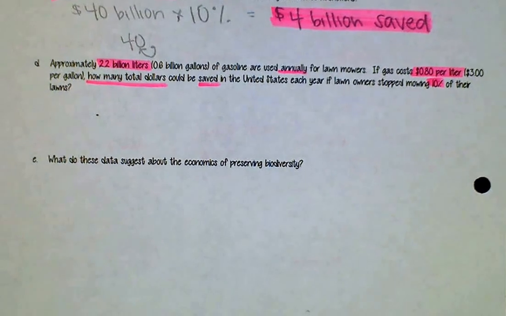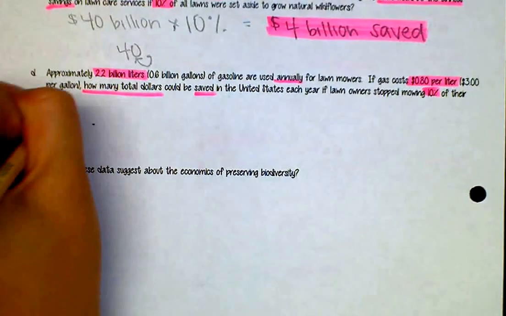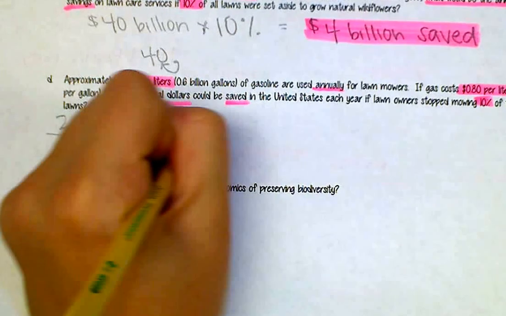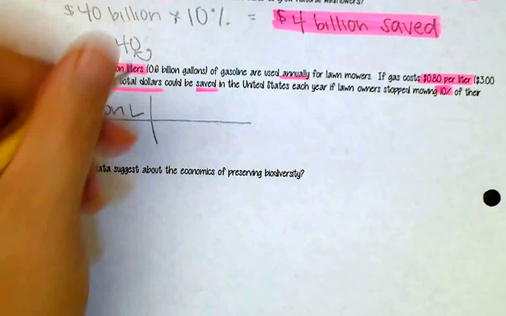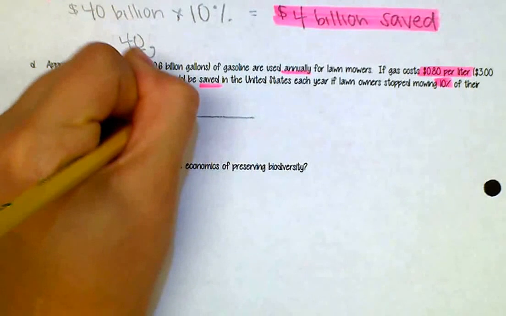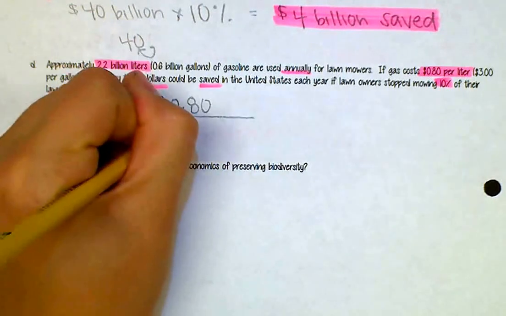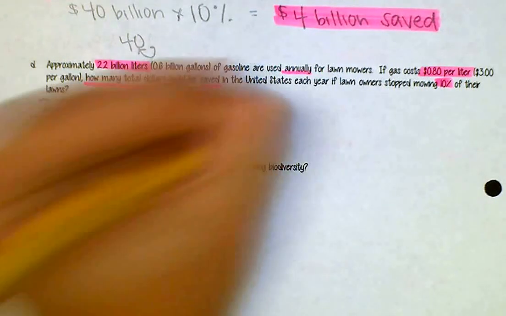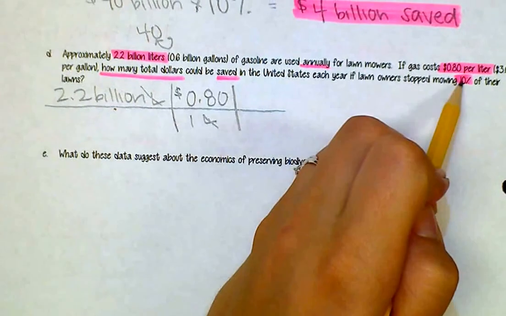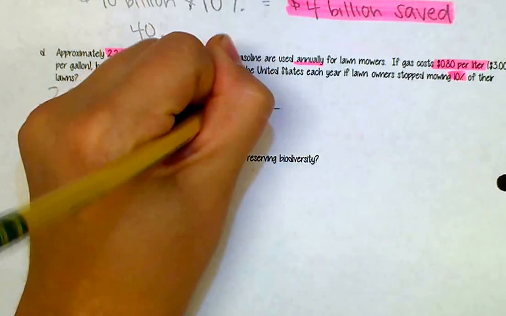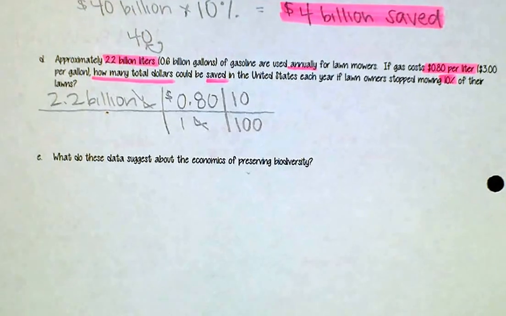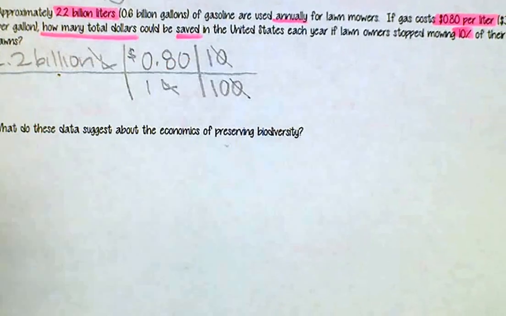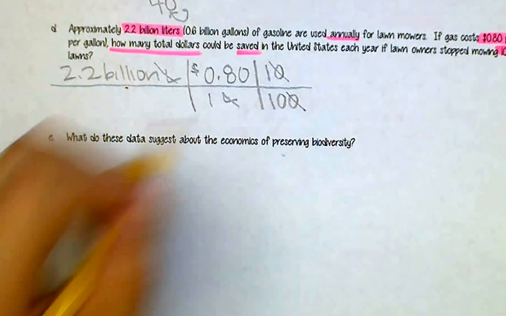Now I want to start with 2.2 billion liters. In order to cancel out liters, I'm going to use my gasoline conversion factor, $0.80 per 1 liter. That cancels out our liters. Now, an easy way to do dimensional analysis with percents: we know that we are going to stop mowing 10%, so 10 over 100 is the same as saying 10%. We also can cross off our zeros, and we crossed off our units. Percentages don't really have units.